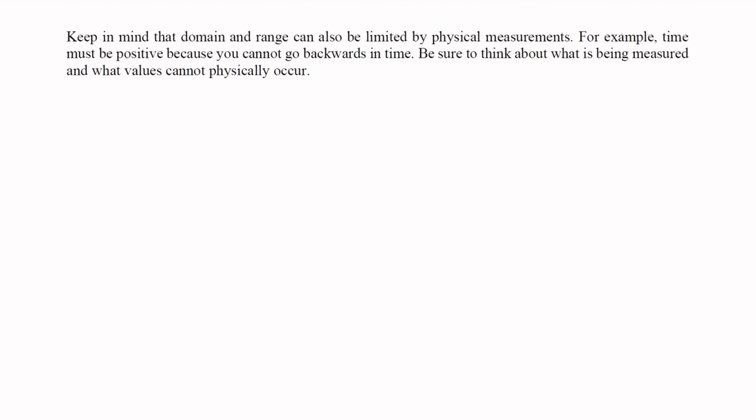Keep in mind that domain and range can also be limited by physical measurements. For example, time must be positive because you cannot go backwards in time. Be sure to think about what is being measured and what values cannot physically occur.